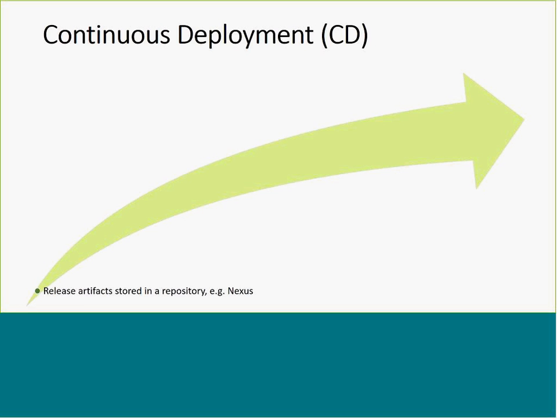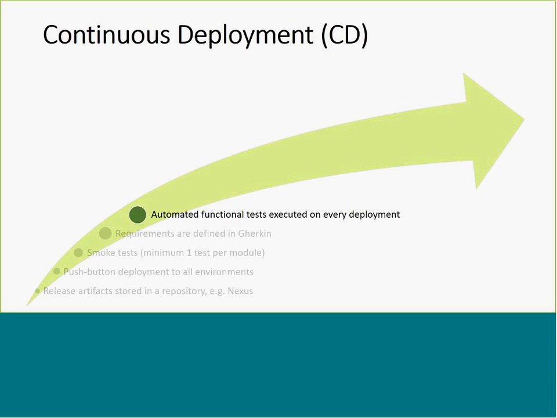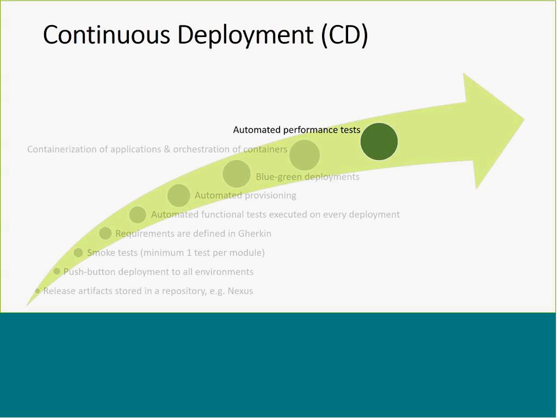I'm going to go quickly through then to continuous deployment. We need release artifacts stored in the repository, something like Nexus. We want button deployment to all our environments. We need smoke tests. Requirements are defined in Gherkin. I'm going to share these slides, so I'm not going to step through all of these in the interest of time, but all of these points, I believe, are important in order to reach the nirvana that we're aiming for, where we can be really competitive in our deployment.